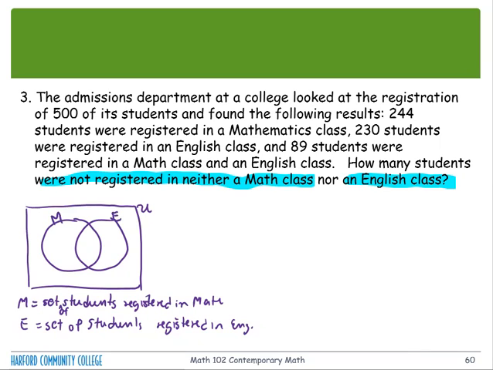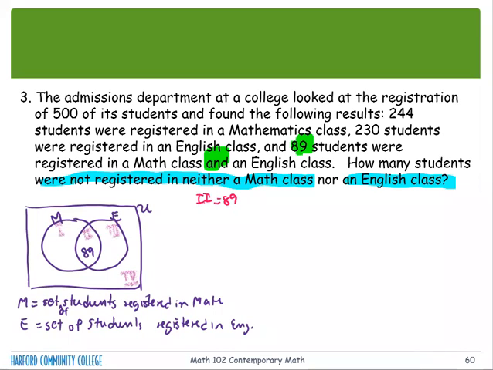Starting from the innermost part, 89 students were registered in both a math class and an English class. So put the number 89 here. And before we put the numbers in, let's identify the regions. So this is region 1, the middle part is region 2, then region 3, and the outside of everything is region 4. Start with the innermost, region 2, that's 89, and put a note over here. Region 2, 89.